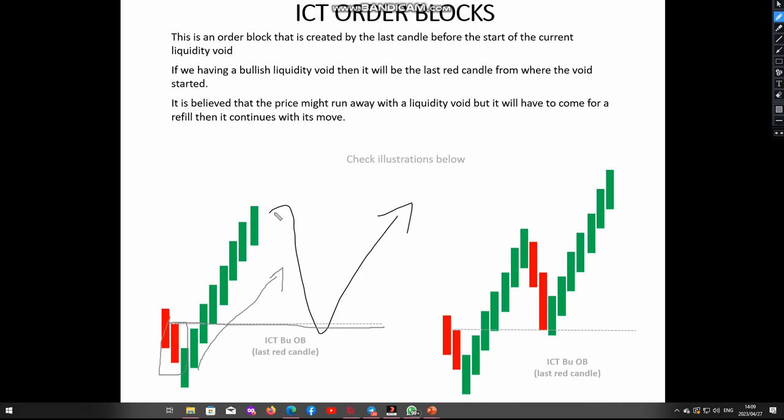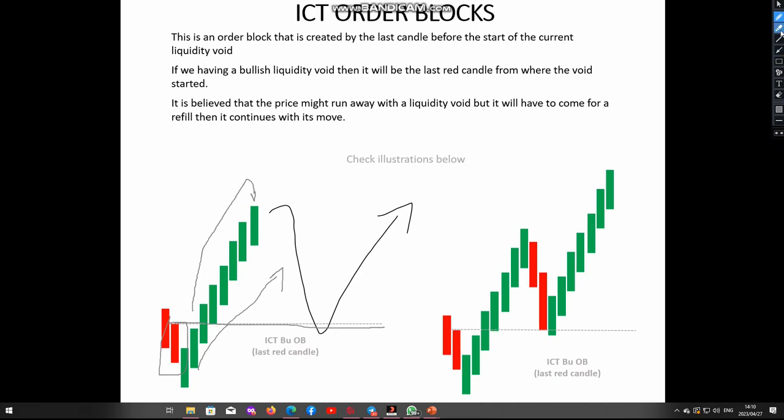Then in mind, we know that the market is likely to come and refill the gap that was created during this liquidity void, and then it will come and retest or refill the gap from the zone where it started. From there you can see this is the before, then this is the after. This is something that you must know on ICT.